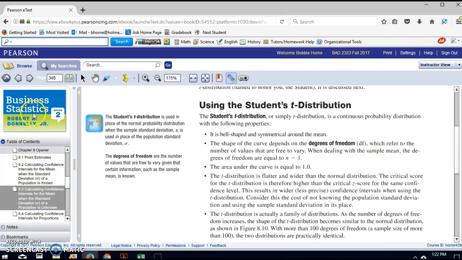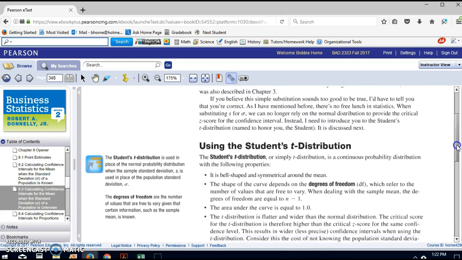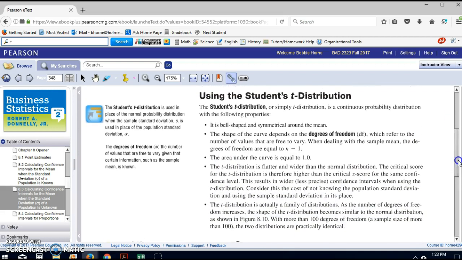and you can access your textbook in MyLabs. What I wanted to show you is some assumptions about the t-distribution. It is bell-shaped and symmetrical. The shape depends on the degrees of freedom, and to get the degrees of freedom, you will do n minus 1. The area under the curve is equal to 1, just like any normal distribution is equal to 1.